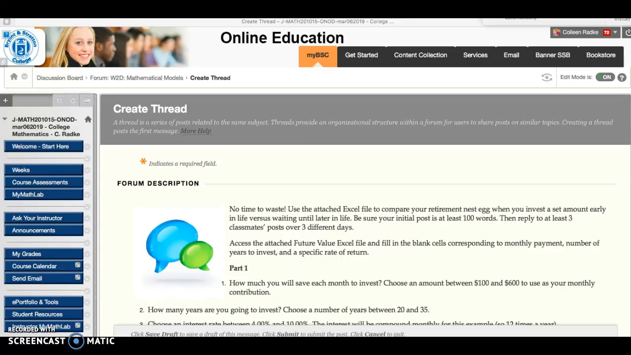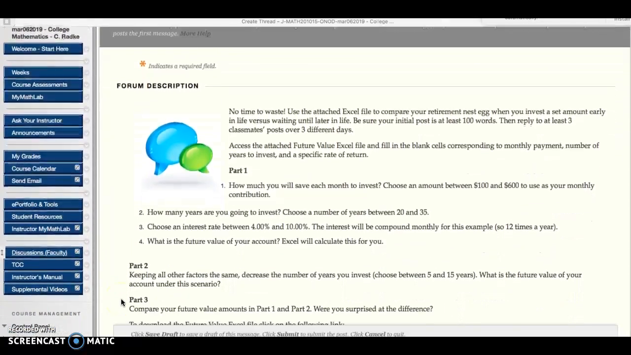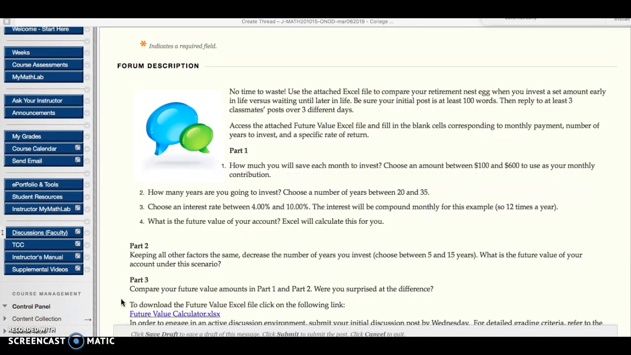Hi everyone, for your week 2 discussion, you are going to look at investing over a given period of time, and you're going to compare two different value amounts. There's a part 1, a part 2, and a part 3.